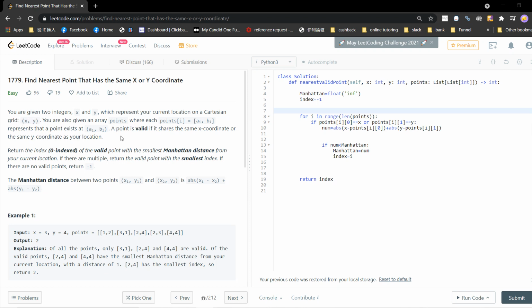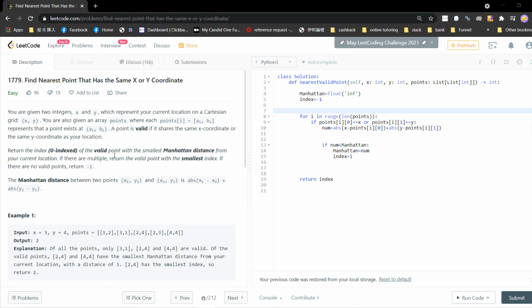And you are given some points, where each point is a_i, b_i. A point is valid if it shares the same x coordinate or the same y coordinate as your location. So basically, you have a location x, y, and you get some points, and a valid point must share the same x or the same y.